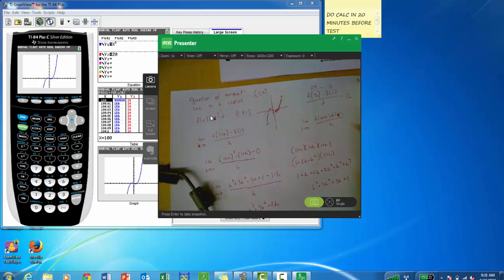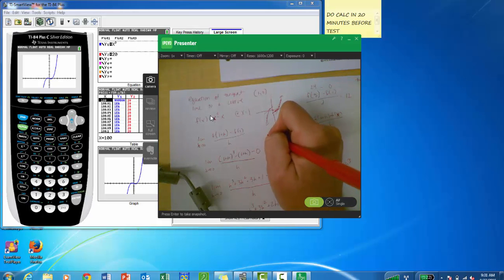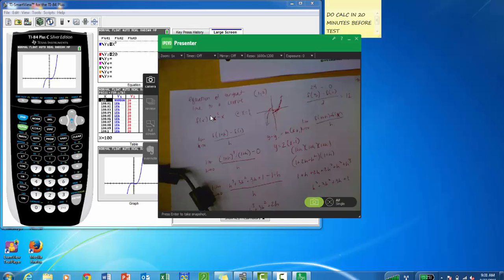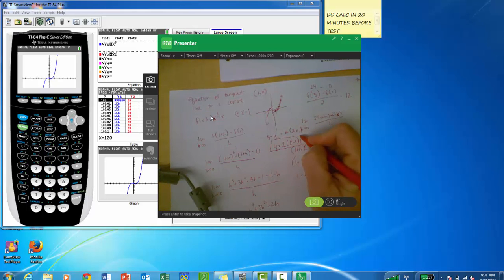And now I can write my equation of a line using the point slope form. I'm going to plug in 0 for y1, so I just have y. I'm going to plug in 2 for the slope. I'm going to plug in x minus 1. That's the equation of the line. Now if you would prefer it to be in slope-intercept, just distribute your 2, and that's what you have.